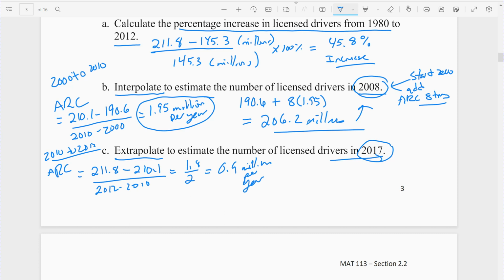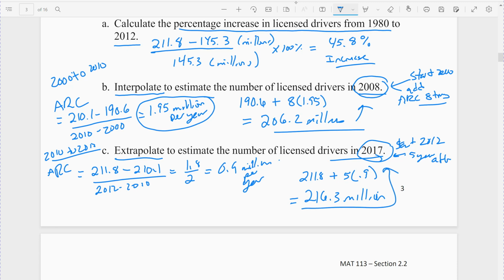All right, so for 2017, we start, in this case, with the ending year, which is 2012, and then this is 5 years after. So we're going to take the 2012 amount, which was 211.8, and add to that 5 times the average rate of change, which was 0.9 million. So we take 5 times 0.9, add to it the 211.8, and it comes out to be 216.3 million, the estimated number of driver's licenses in 2017.